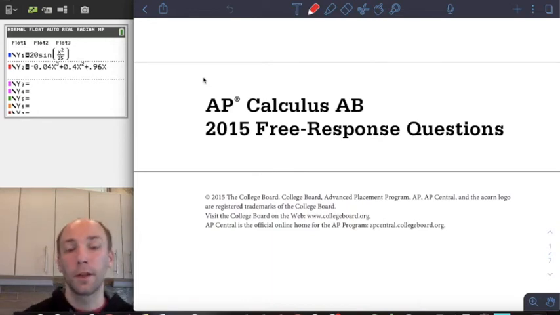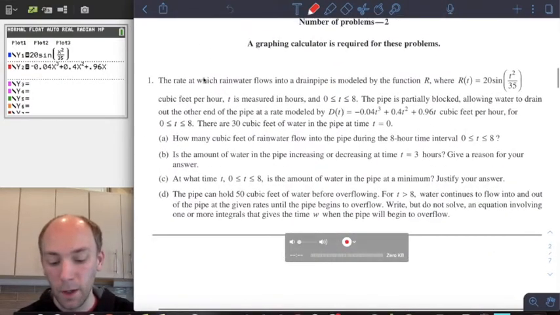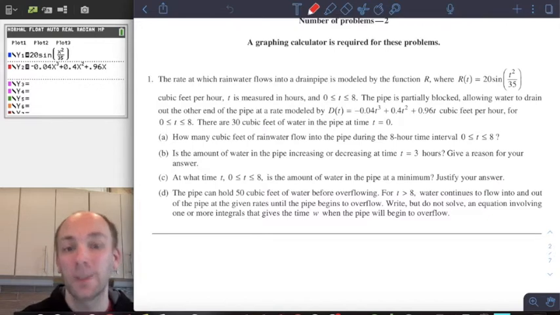Okay, here we go. We're looking at 2015 number 1. The 2015 free response question number 1. The rate at which rainwater flows into a drain pipe is modeled by the function r, where r of t is given by that equation, in cubic feet per hour, t is measured in hours, and t is between 0 and 8.